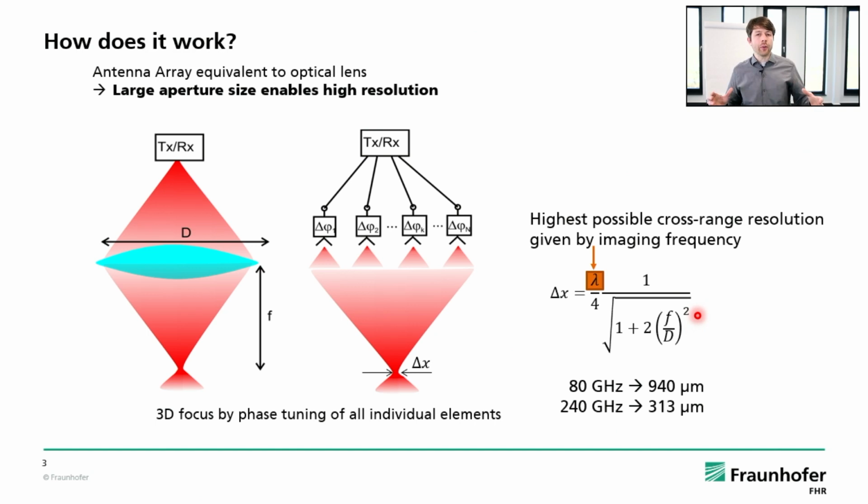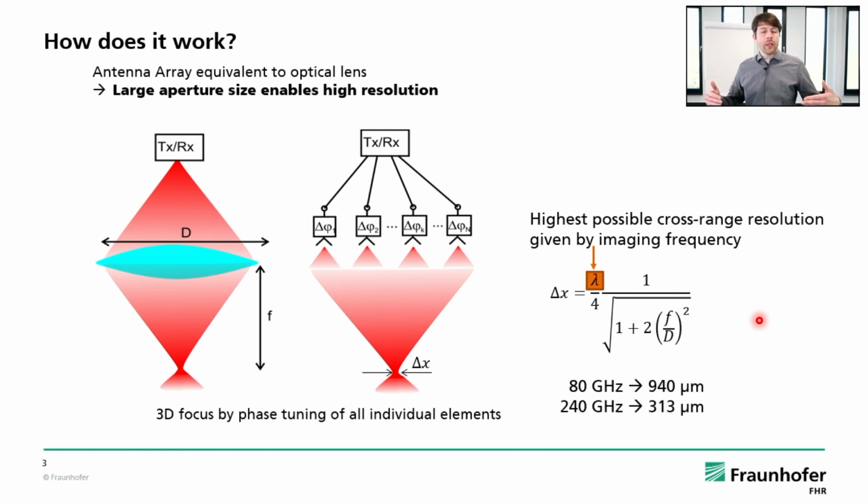And the other factor is the distance versus the size of the aperture. So the further I go away, the larger the lens has to be. And this is basically giving us our resolution. So at 80 GHz, you could theoretically, if you have an infinitely large aperture, go to almost a millimeter resolution. While at 240 GHz, you can go a factor of 3 down in resolution and get far better resolved images. That's exactly where our technology comes into play.